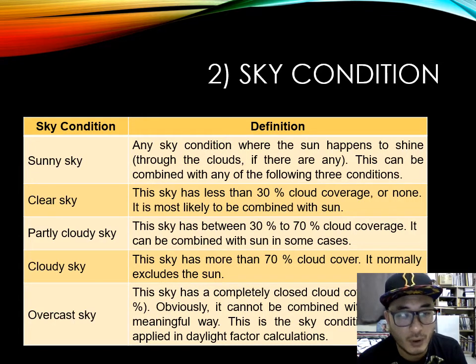And number 4, overcast sky. The sky has been completely closed, cloud cover 100%, and obviously it cannot combine with the sun in a meaningful way. This is the sky condition that is applied in daylight factor calculation.